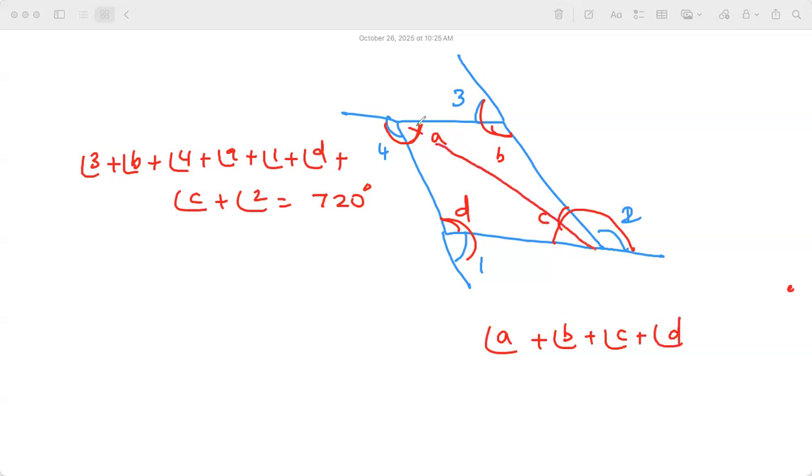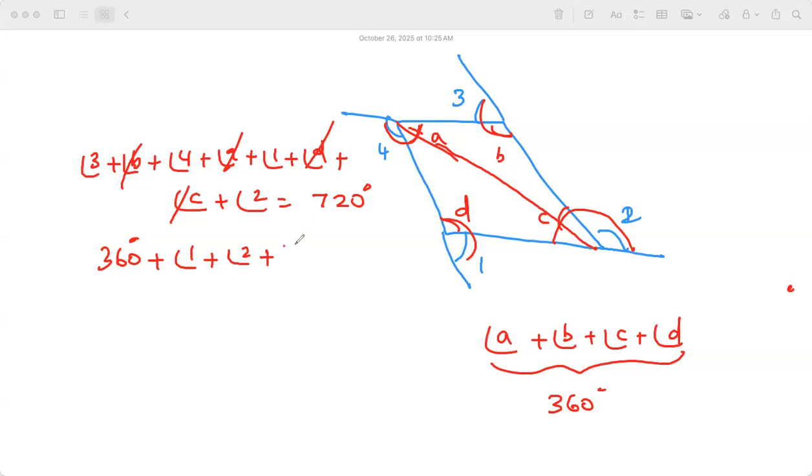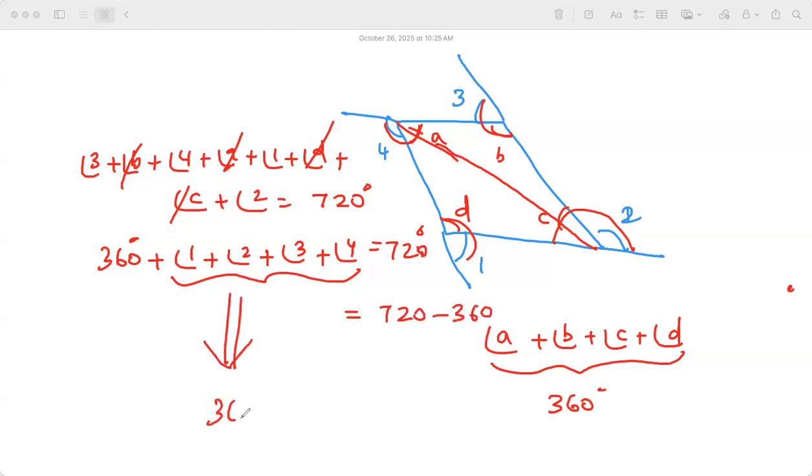It can be split into two triangles, right? Remember, it's the interior angles of a quadrilateral adding up to 360. So remember that. Now I'm going to pick those out, A, B, C, D, 360, I'm going to substitute. And I'm going to say 1, 2, 3, 4. That's the exterior angles of the quadrilateral. Now 1 plus 2 plus 3 plus 4 will be equal to 720 minus 360. How much is it? 360. So whatever you do, the exterior angles of any polygon add up to 360. Make sense?